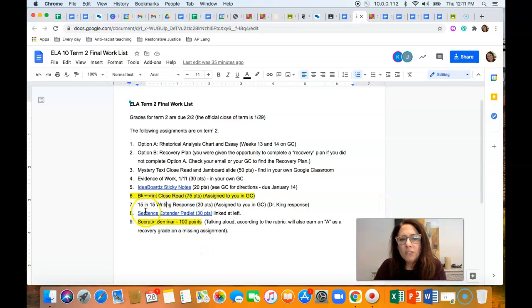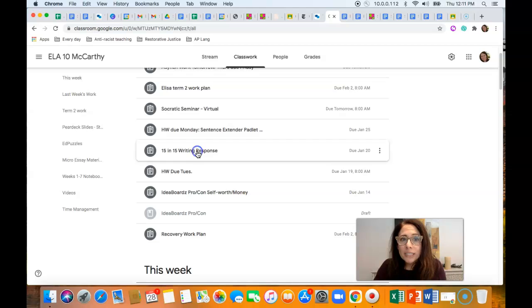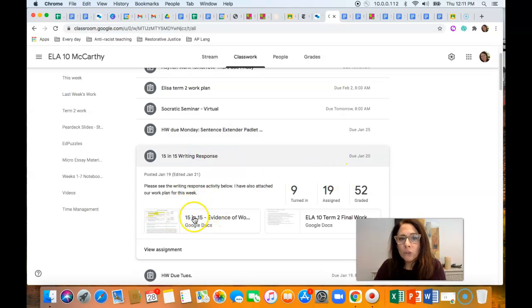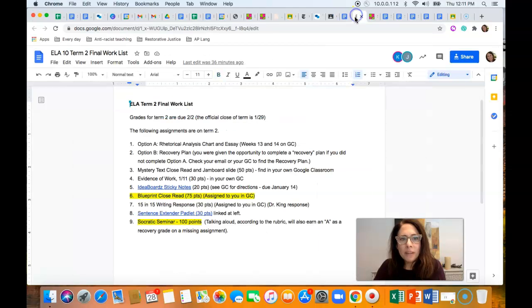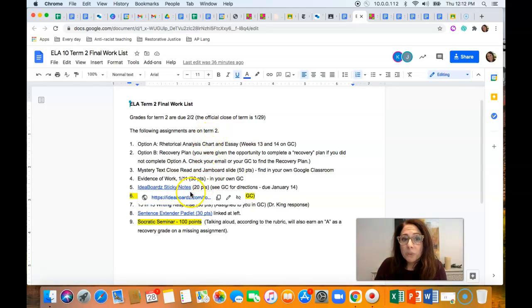The 15 and 15 writing response I was just talking about is accessible in Google Classroom. I don't have a link to them because they're separate and personal links to you guys, so I didn't link them in the assignment list. This idea board, sticky notes, takes you right to the idea board and you throw up your response to a claim. This evidence of work, again, is your own in Google Classroom.